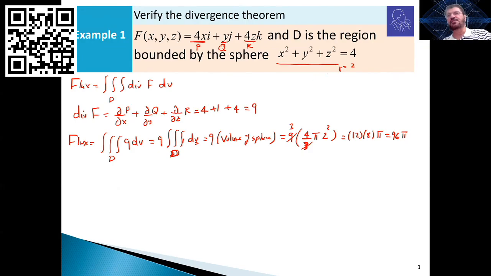This is the shape that we have. We have a sphere, as you know, of radius 2. I don't have to graph it. So because I know that my D is a sphere, this is the answer of this question.